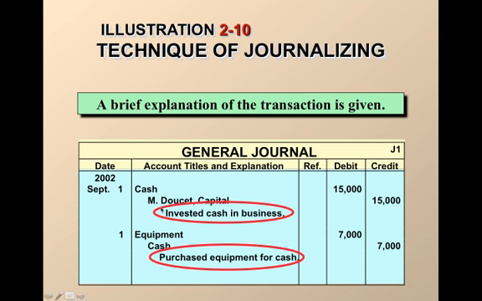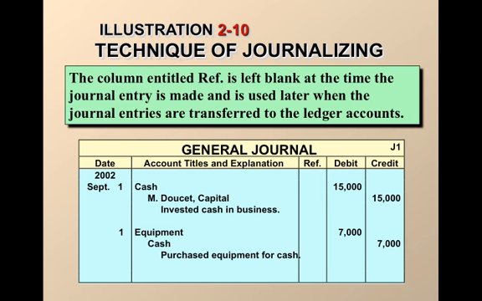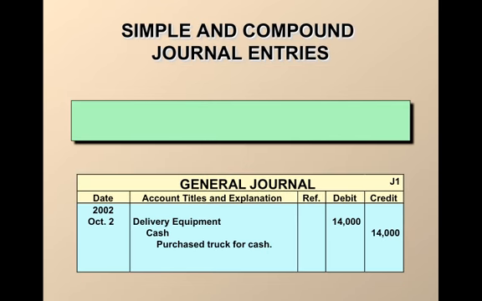In grade 11, we put our explanations right at the margin, which is fine. Either way, it's up to you. I prefer them at the margin, but this textbook puts them further indented. Then here's the space I'm talking about. Always leave a space between your journal entries. And as I mentioned earlier, the column here, the reference column, sometimes it says PR, is left blank at the time the journal entry is made and is used later when the journal entries are transferred to the ledger.